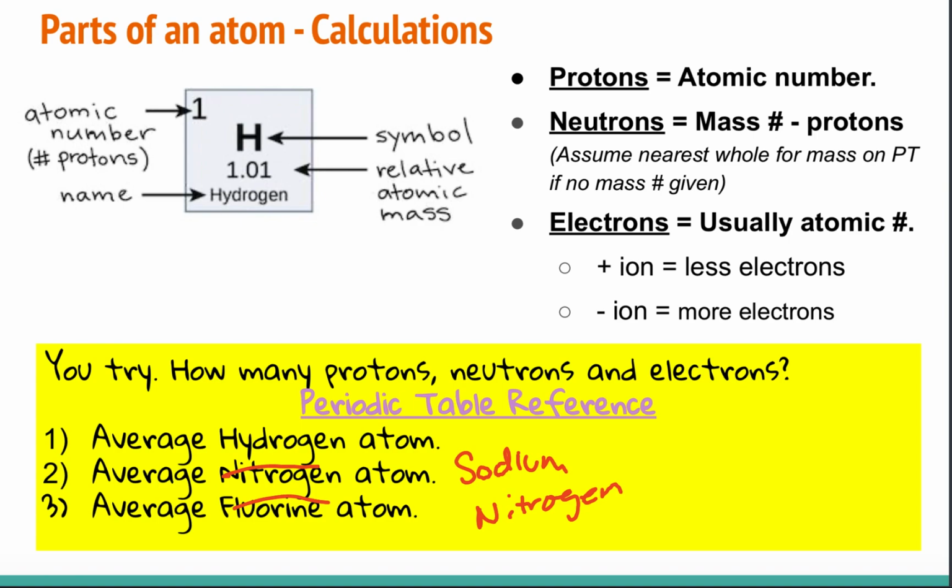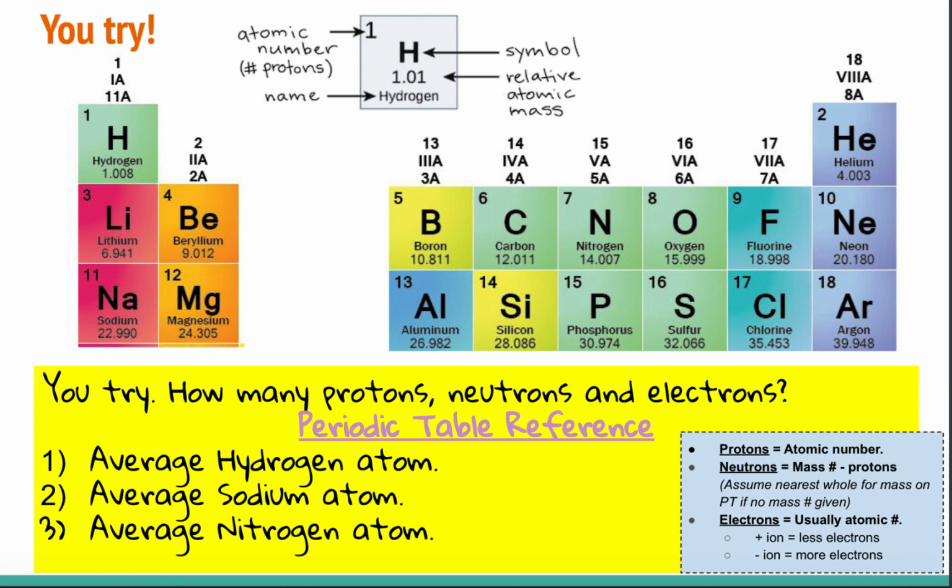The top number you generally see on your periodic table is the atomic number, and then this decimal number you usually see at the bottom, or towards the bottom, of your periodic table is what's called the relative atomic mass, also known as your mass number: the number of protons and neutrons added together, because remember, those are two particles with weight. Now, we're going to calculate the number of particles in the average hydrogen atom, the average sodium atom, and the average nitrogen atom.